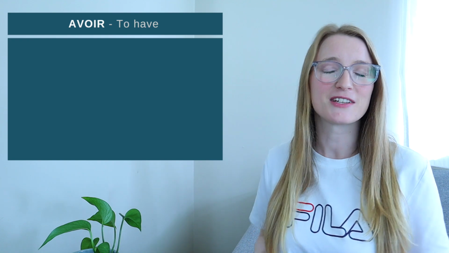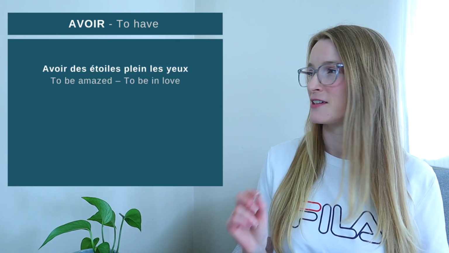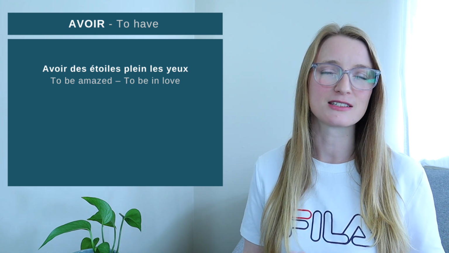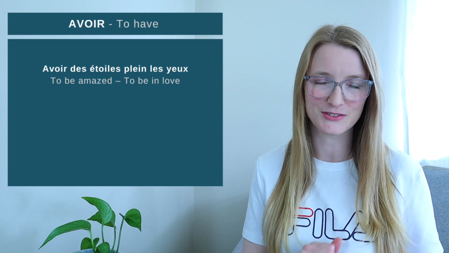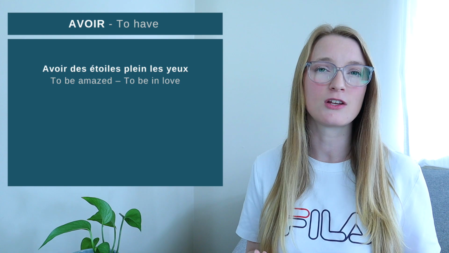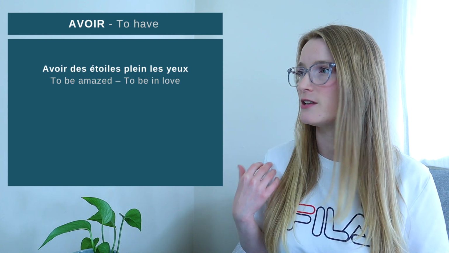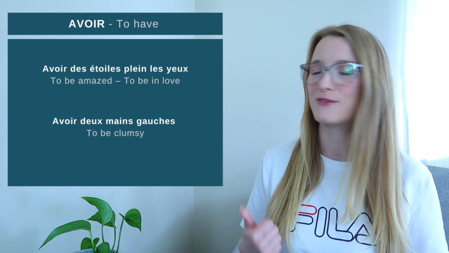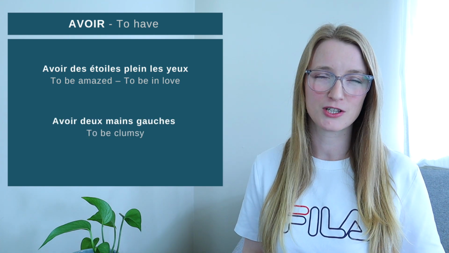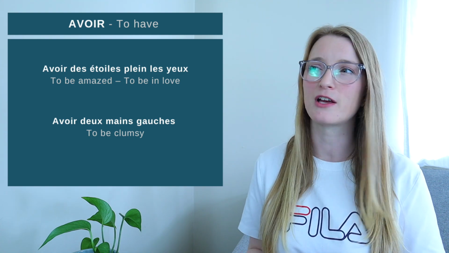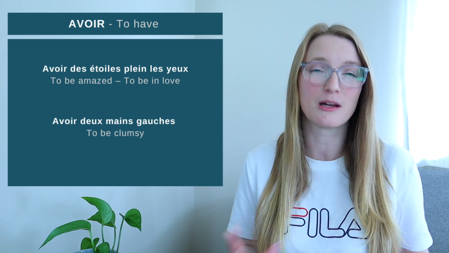Now if we see a couple of idioms, we have avoir des étoiles plein les yeux. So that literally translates to have stars in your eyes. But it means to be amazed and in some cases to be in love. We also have avoir deux mains gauches. Avoir deux mains gauches means to have two left hands, so to be clumsy.